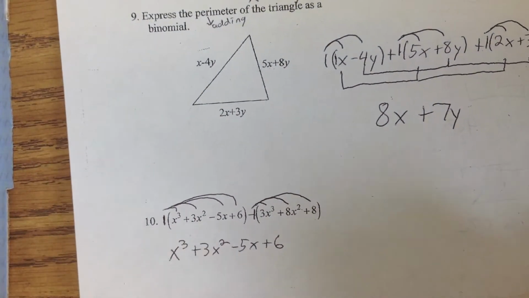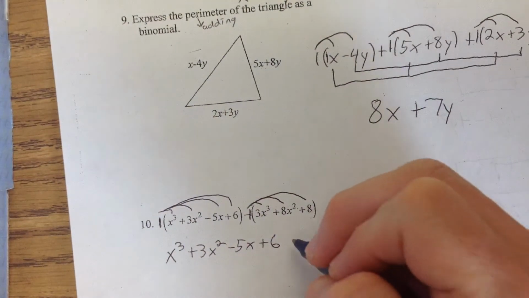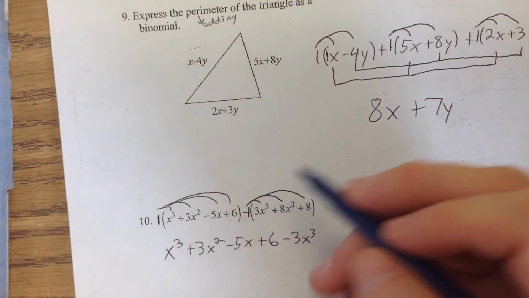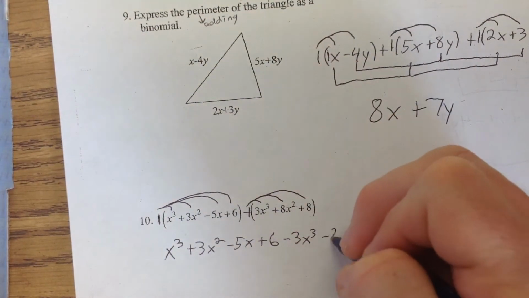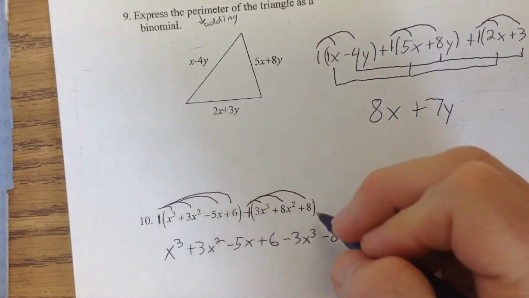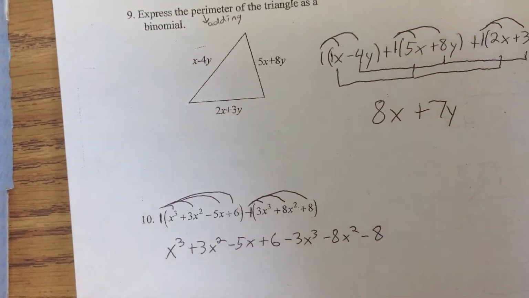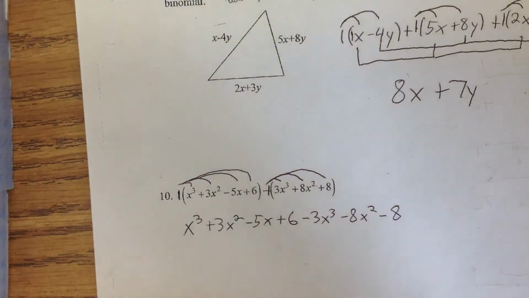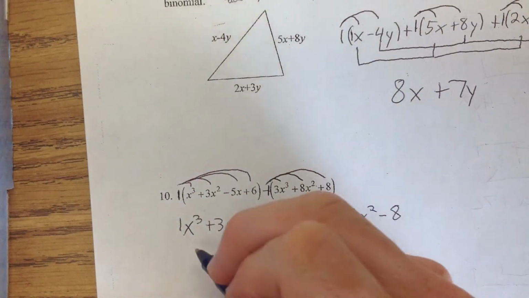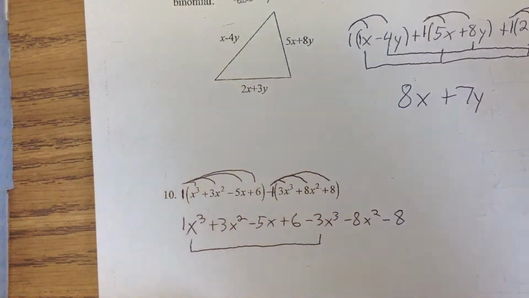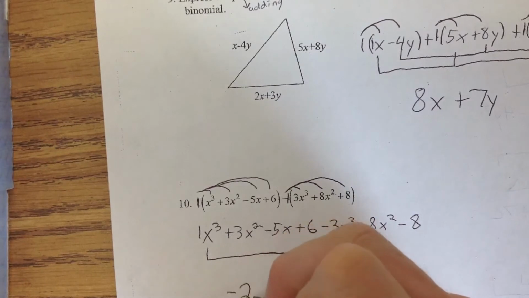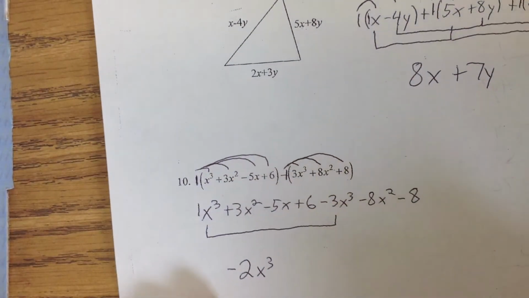Copied it down. And then this one, negative 1 times 3 is minus 3x cubed. Negative 1 times 8 is minus 8x squared. Negative 1 times 8 is a negative 8. Okay? Combine our like terms. We have a 1x cubed minus a 3x cubed, so that's going to be negative 2x cubed.